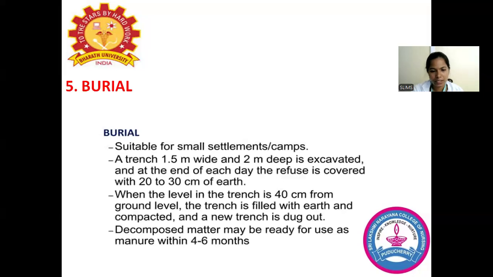Next is burial. It is suitable for small settlements or camps. A trench 1.5 meters wide and 2 meters deep is excavated, and at the end of each day, the refuse is covered with 20 to 30 centimeters of earth. When the level in the trench is 40 centimeters from the ground level, the trench is filled with earth and compacted, and a new trench is dug out. So this is the way they will create a trench. If it comes to 40 centimeters from the ground level, then they will close it with earth and make another trench.